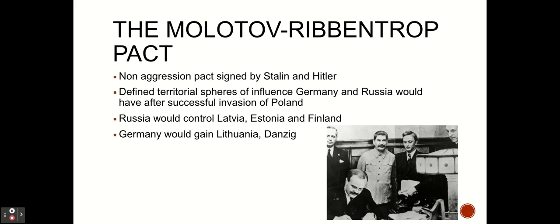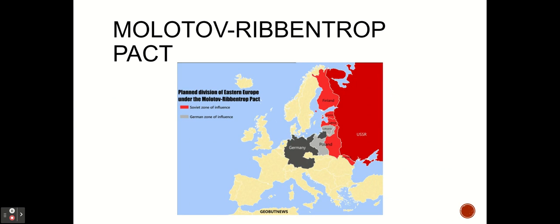The Molotov-Ribbentrop Pact, a non-aggression pact signed by Stalin and Hitler, defined the territorial spheres of influence Germany and Russia would have after a successful invasion of Poland. Russia would control Latvia, Estonia, and Finland. Germany would gain Lithuania and Danzig. You can see there they really tried to overtake as much as they possibly could, but pretty much all bordered the relevant areas.